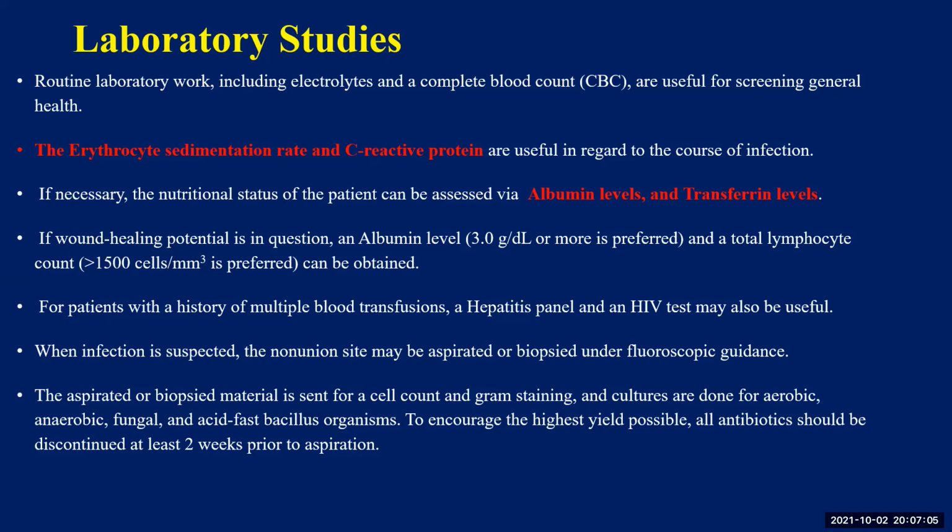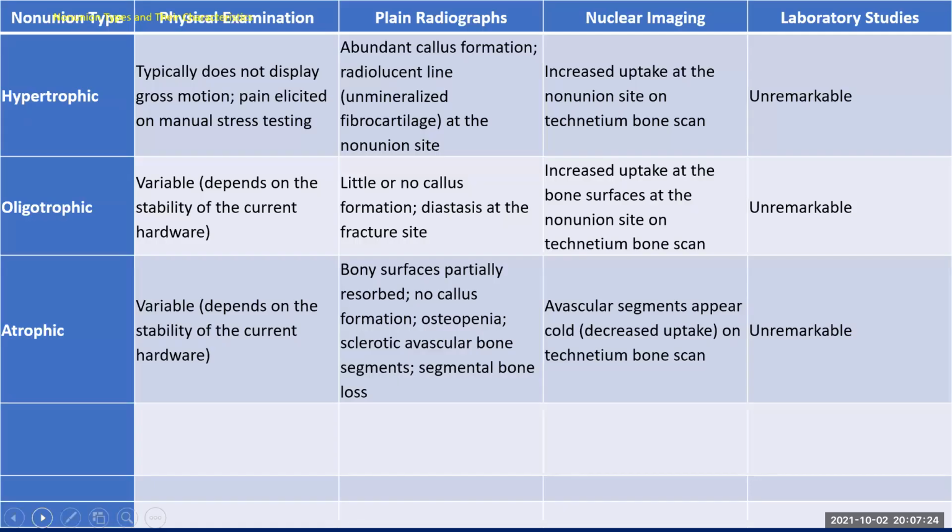When infection is suspected, the non-union site may be aspirated or biopsied. The aspirated or biopsy material is sent for a cell count and Gram staining. Cultures are done for anaerobic, aerobic, fungal organisms, all these things. And this should be done after a 2 week period of no antibiotics.